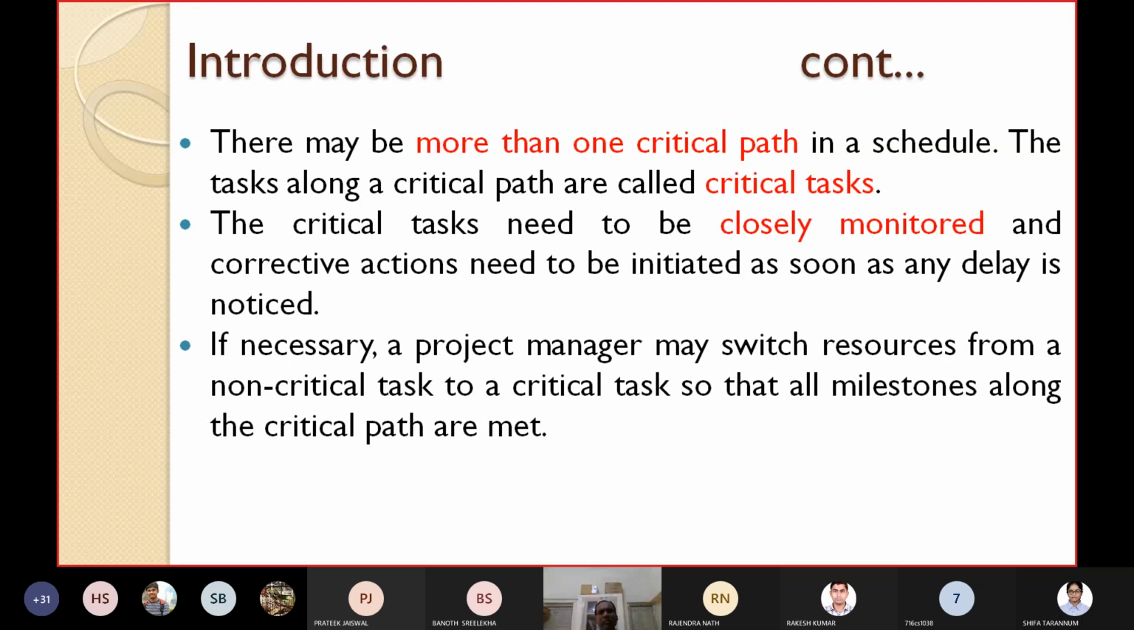By transferring the staff from a non-critical activity to a critical activity, this delay can be adjusted. Other actions I have already told you. Other alternatives are you can hire more manpower. Another alternative is that you can put your existing manpower to work overtime, on Saturdays, Sundays, other holidays, or beyond the office hours. Like that you can do so that this delay can be minimized.